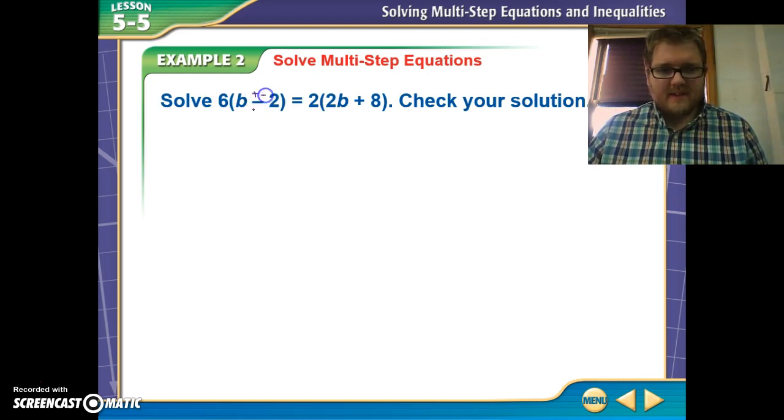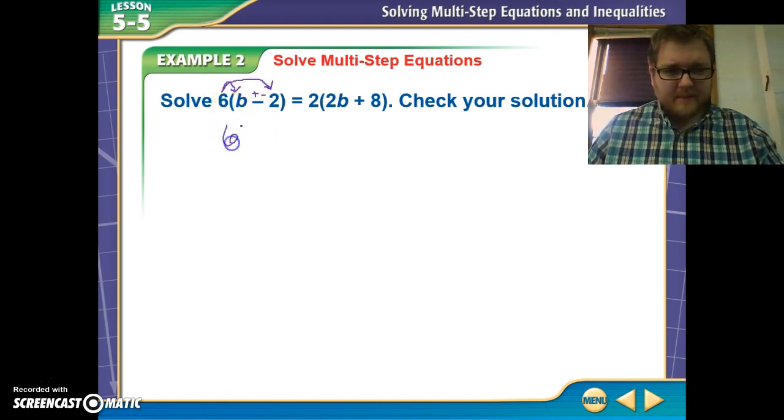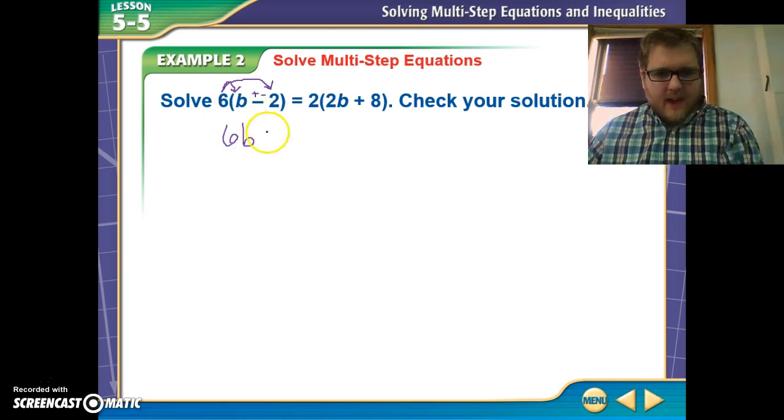We'll change the minus to a plus negative. Distribute the 6 to both those terms. So the 6 goes with the b multiplied. And then we're going to add this 6 times negative 2. 6 times negative 2 is negative 12. So again, I just multiplied the 6 by both terms.